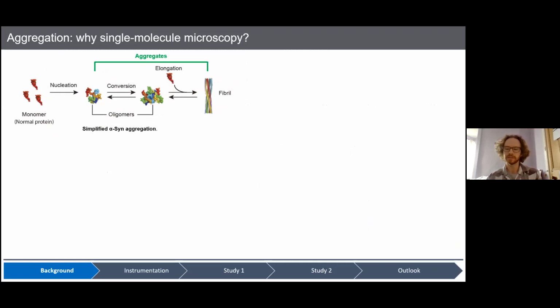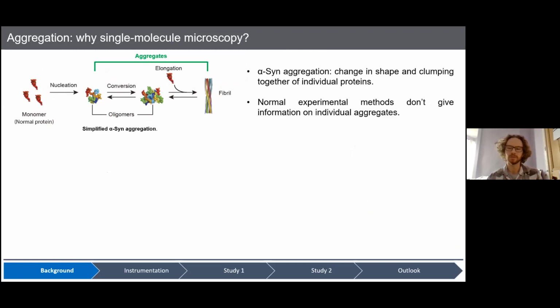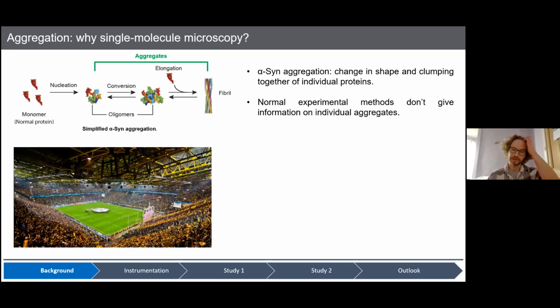When studying aggregates, typical bulk experimental methods which measure the change in an aggregated sample as a whole have previously been used to get an overview of this process. However, they don't give information about individual molecules within a sample, meaning that we can't fully understand the finer details of aggregation. Also, these aggregates are not very prevalent in a sample. So if I make a comparison between our aggregated sample and, say, a crowd at a football stadium, it's like trying to look for individual people in a noisy crowd with no specific way of picking them out.